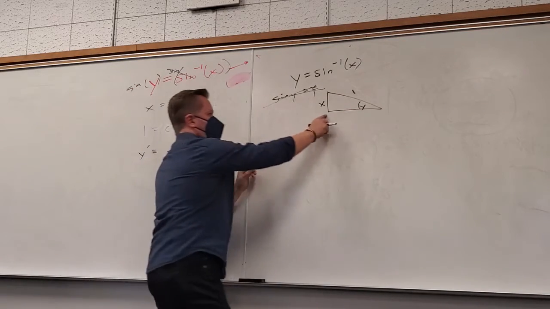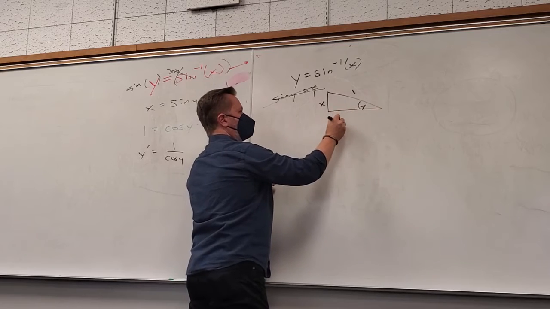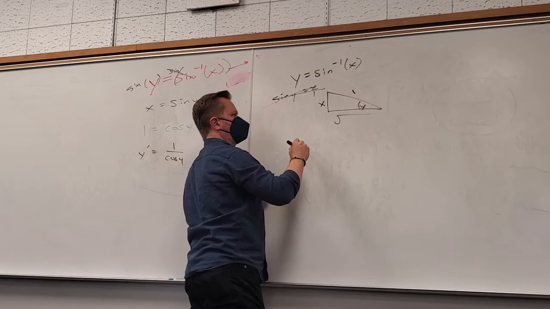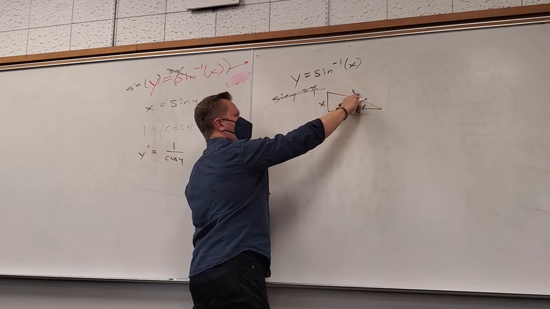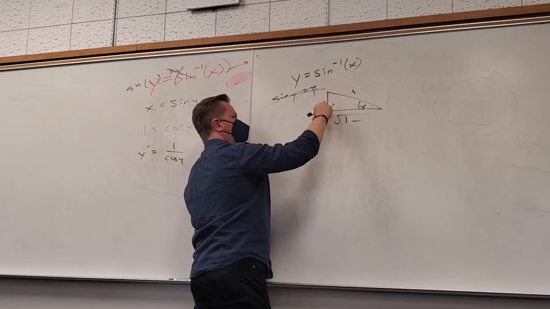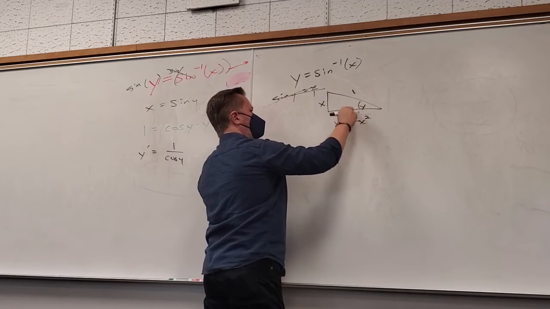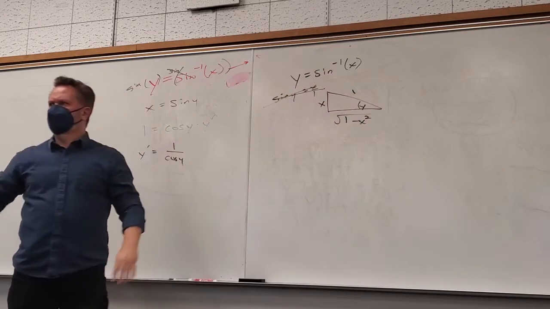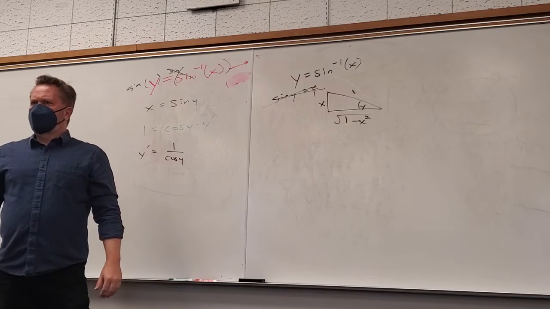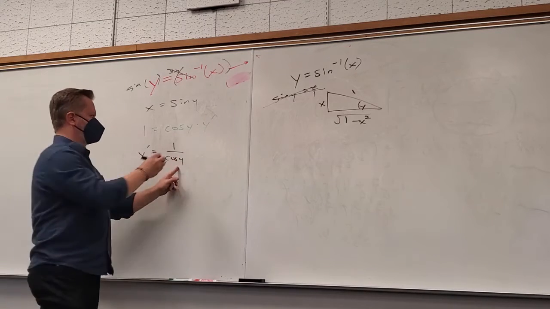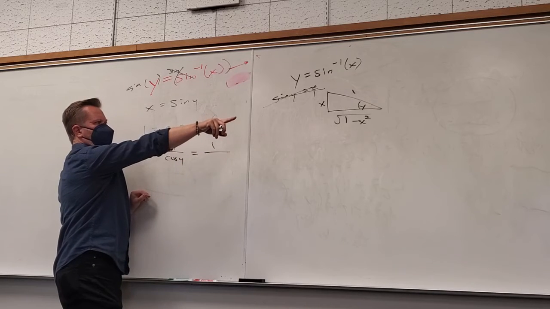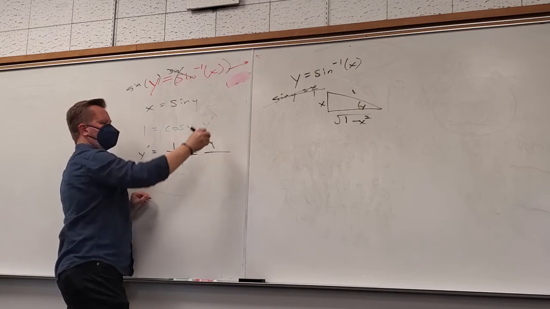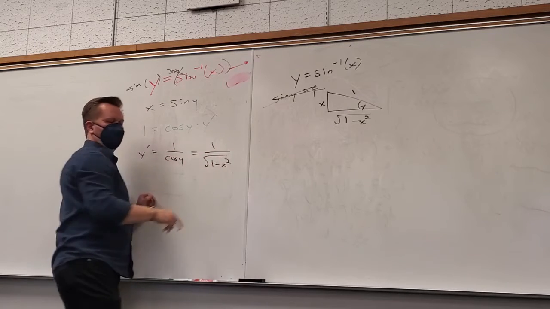I need the x piece. You guys see what that is going to be? So the hypotenuse is always the biggest, so it's going to be the hypotenuse squared minus one side squared is the other side squared, in the square root. Right? So now what's this? What's the cosine of y? Root 1 minus x squared. There you go.